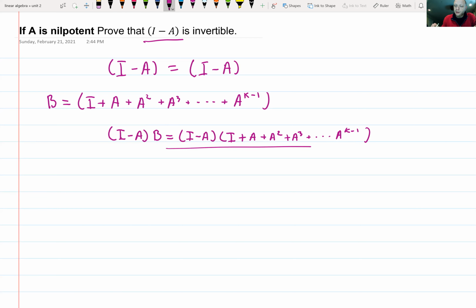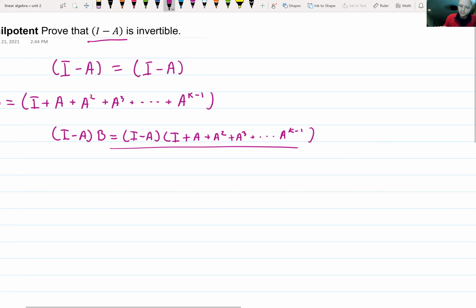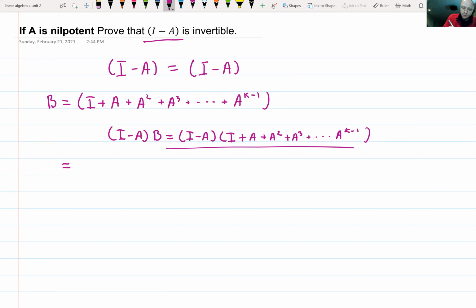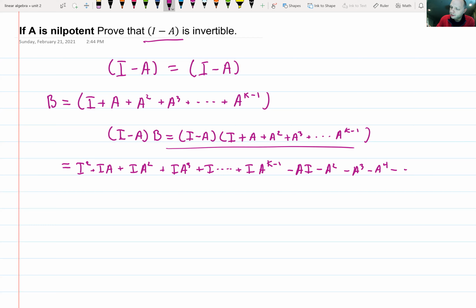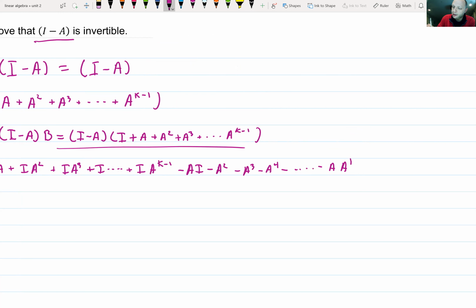Okay, so we're going to deal with the right side of the equation here. And that's going to equal I squared plus IA plus IA squared plus IA cubed plus I dot dot dot plus I A to the K minus 1, minus AI, minus A squared, minus A cubed, minus A to the 4th, minus dot dot dot, which A to the 4th really could go in the dot dot dot, minus A to the K minus 1.